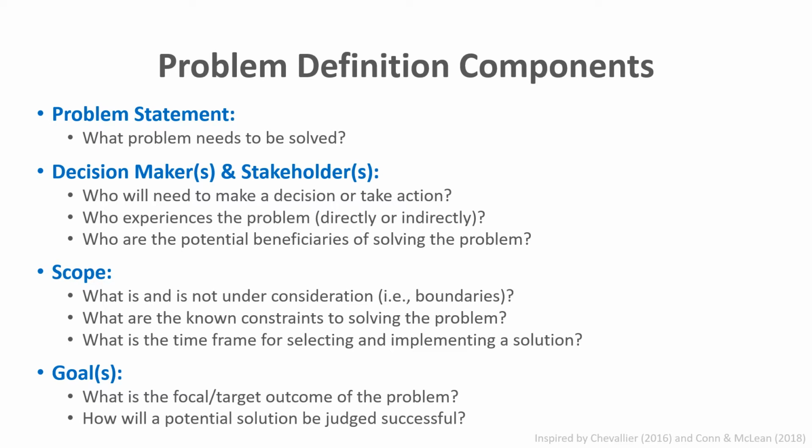The next thing to consider is the scope. Okay, and so this is where you ask questions like what is and what is not under consideration. In other words, what are the boundaries of what we're trying to investigate here? What are the boundaries of that problem, that gap between the current state of affairs and the ideal state of affairs that we'd like to achieve or realize? The next thing we might ask ourselves about the scope is what are the known constraints to solving the problem? Okay, as I mentioned before, this could be and oftentimes is related to the resources we have access to in order to go about problem solving in the first place.